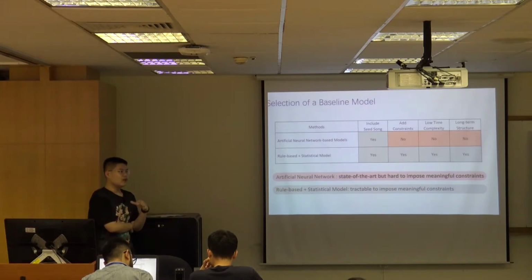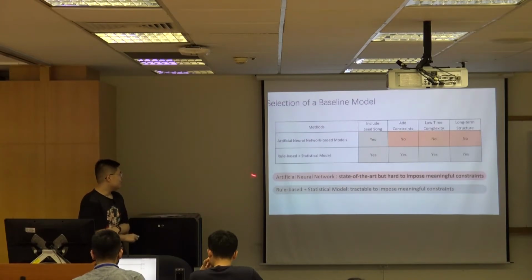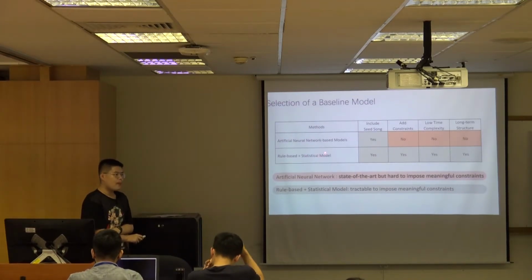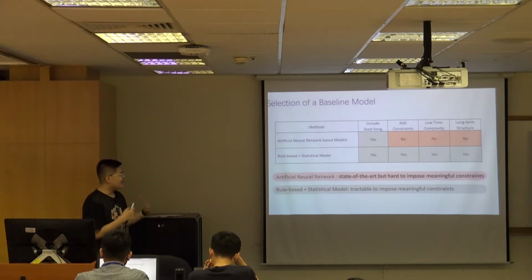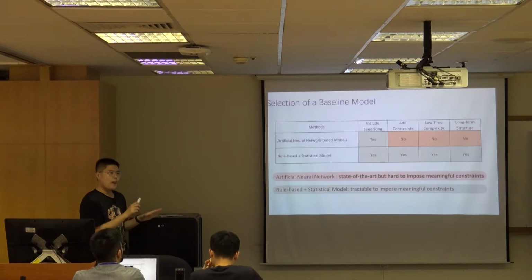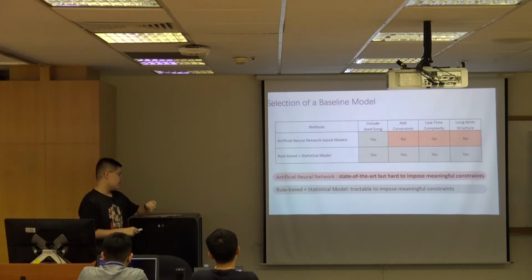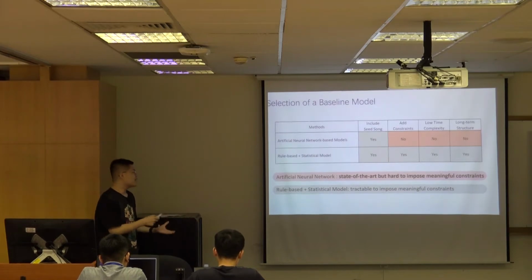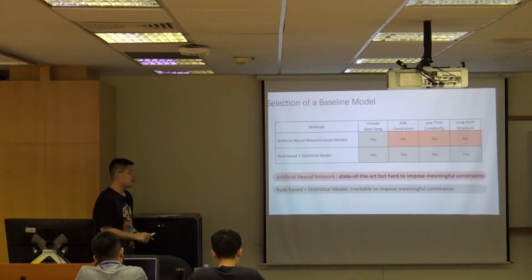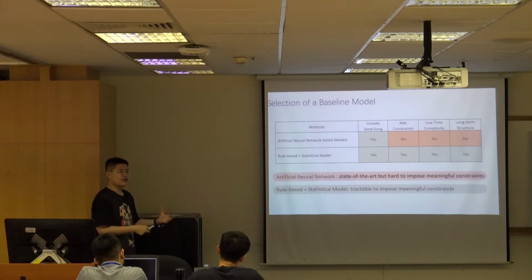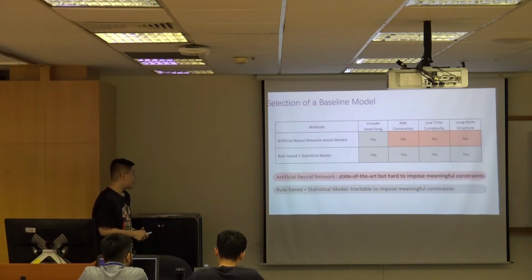So we have explored an alternative approach for RAS, a rule-based model plus a statistical model, which provides the following advantages. First, it can include seed-songs. Yes, we can learn the transition of the notes of the seed-song, and we can add constraints by the rule-based model. Both the rule-based model and the statistical model are fast, so we assume a combination of them is fast too. And for the long-term structures, we can copy or imitate the structures of a seed-song to guarantee that.